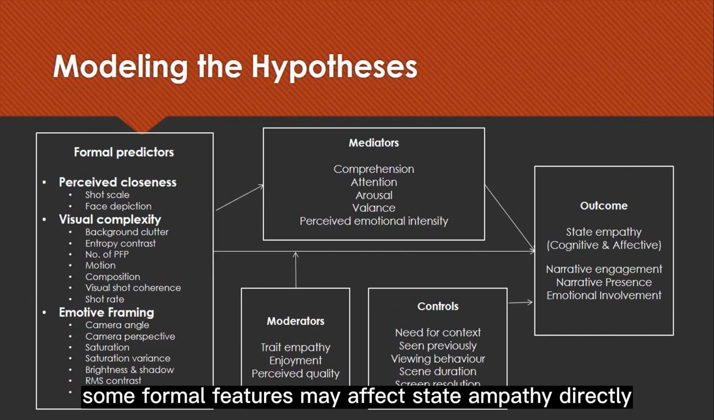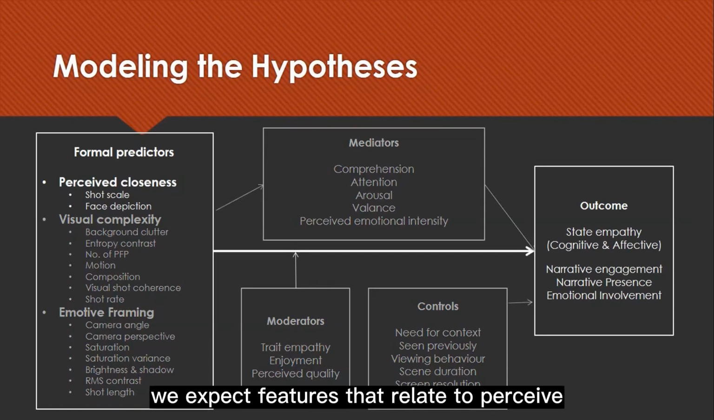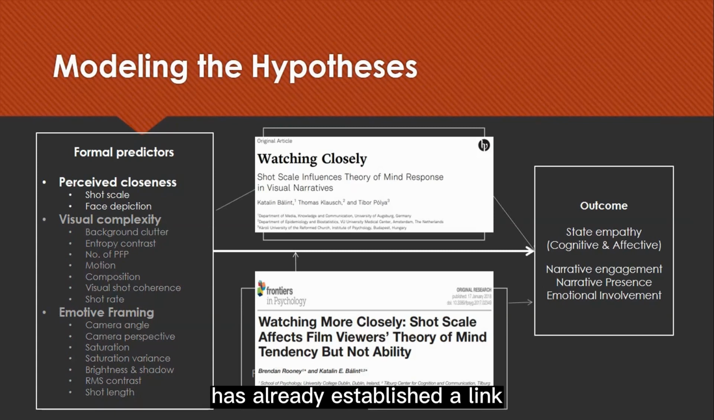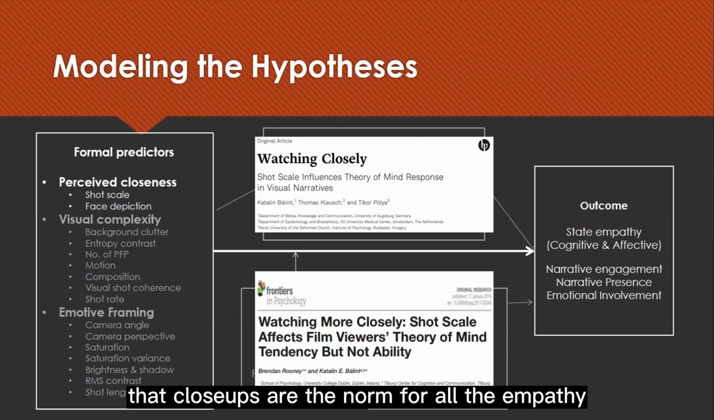Firstly, some formal features may affect state empathy directly. In particular, we expect features that relate to perceived closeness and the visibility of actors' faces to significantly impact empathy. Previous research by Balint, Rooney, and others has already established a link between close-ups and empathy. In keeping with these findings, our data also show that close-ups are the norm for all the empathy-eliciting scenes in our sample.